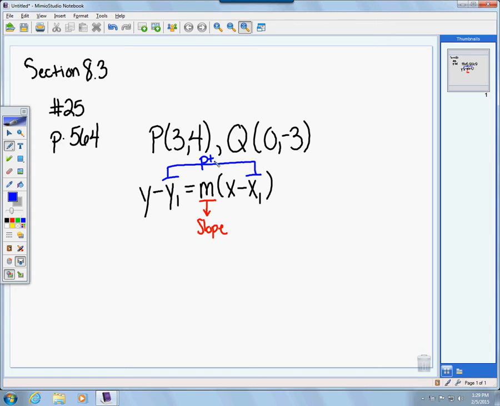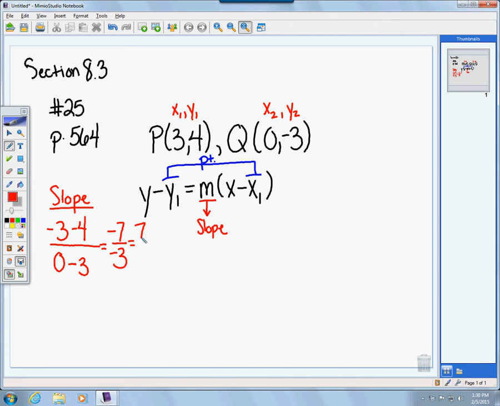Well, the first thing that we need is the slope, and it's not explicitly given to us. So we're going to have to figure it out. What I would suggest doing is identify which point will have your x1 and y1 and which one will have your x2 and y2. So in this case, we would do negative 3 minus 4 all over 0 minus 3. If we were to solve for the slope, we would get negative 7 over negative 3. But bear in mind that we have a negative over a negative, so this simplifies to a positive 7 over a positive 3.